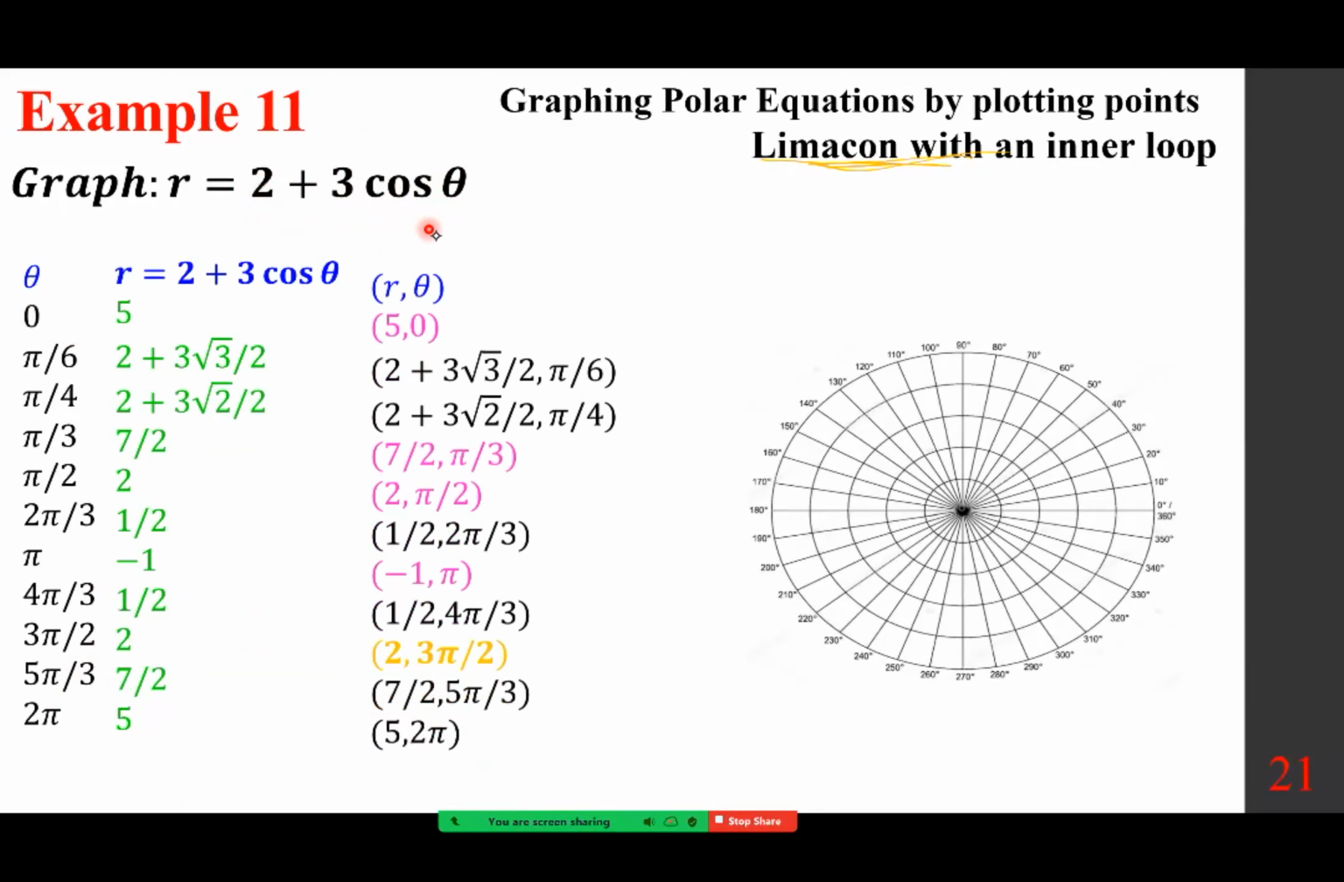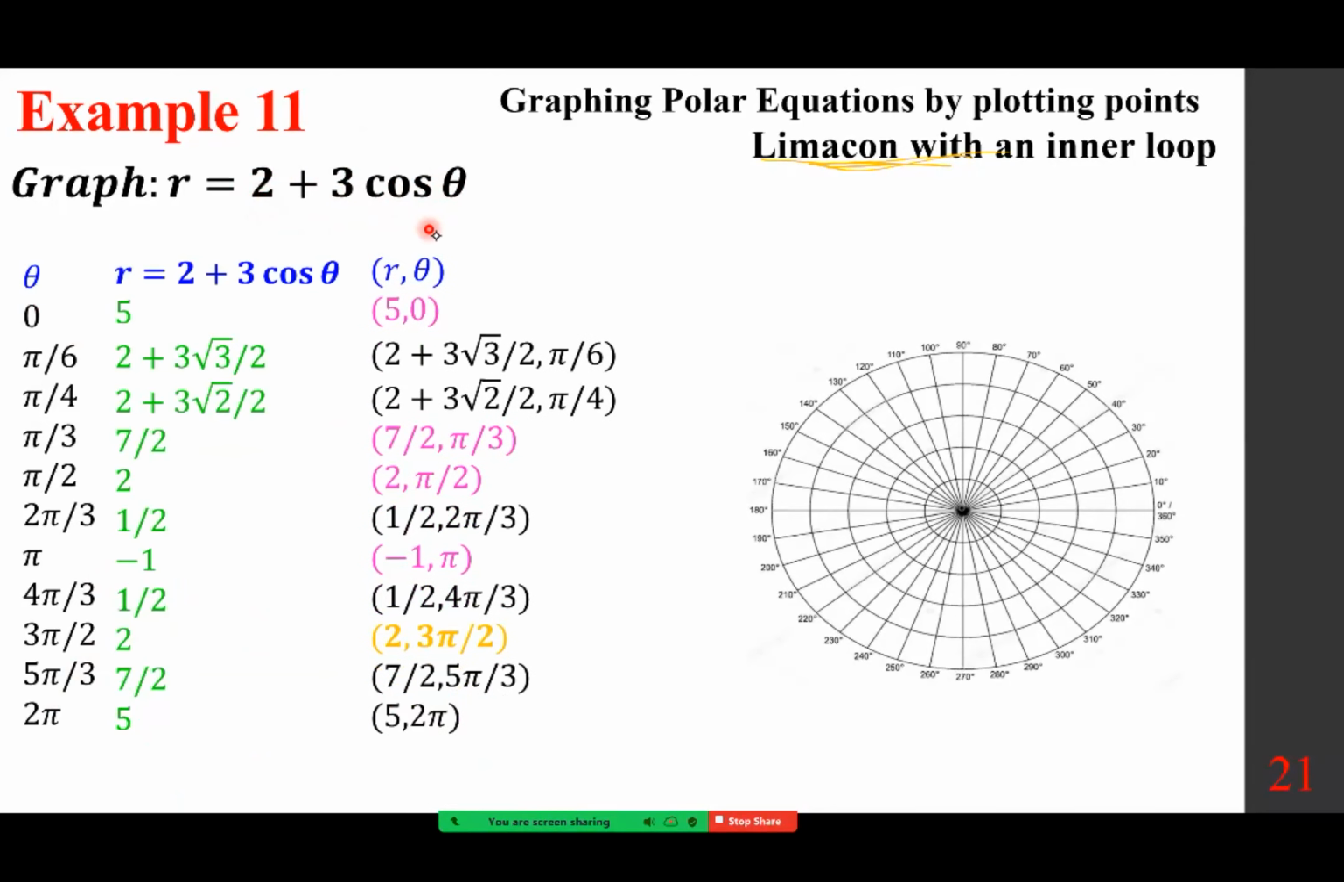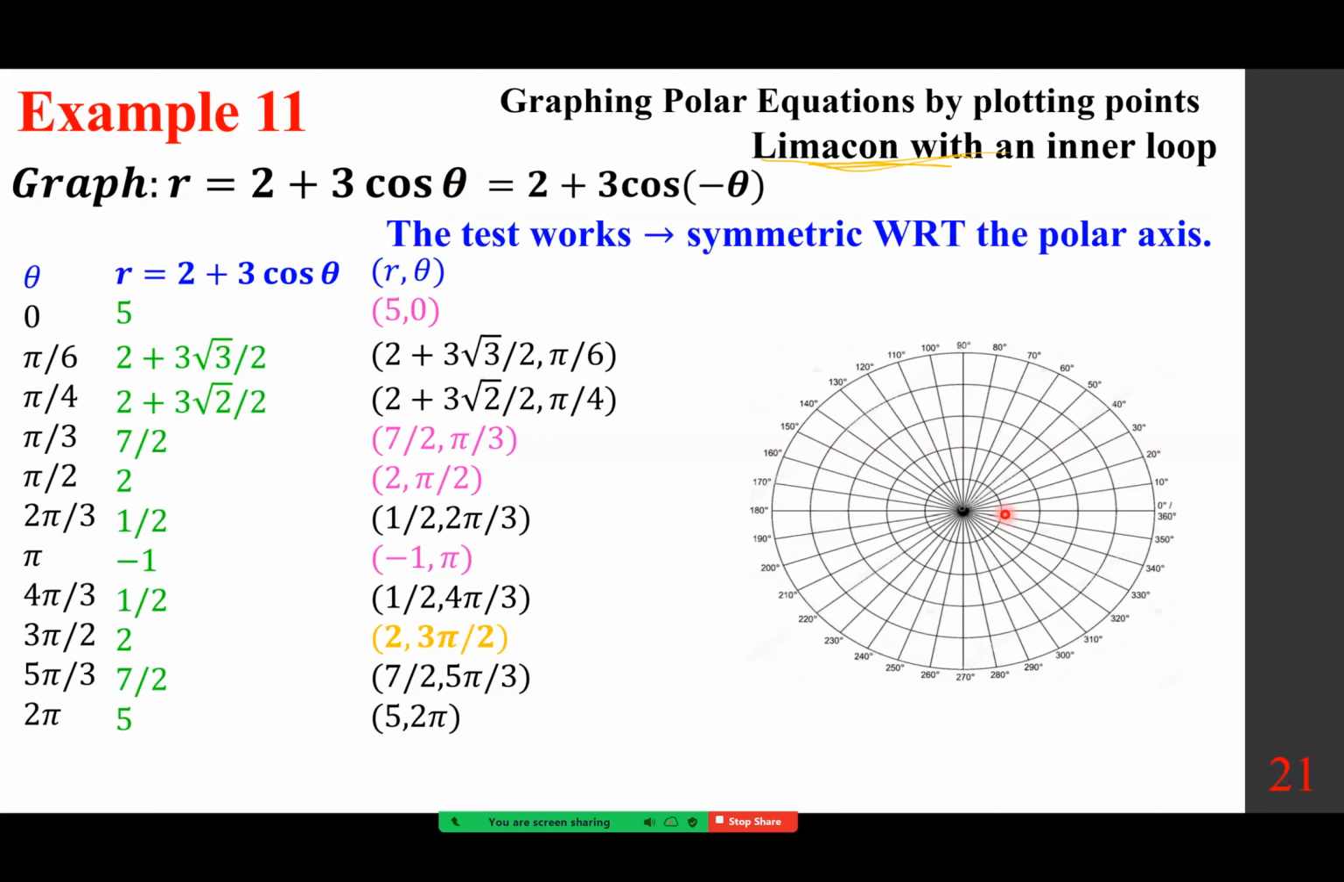And you can see the pairs. Again, class, these are the pairs we are going to use. And the moment we see cosine, if we replace theta with minus theta, it works. So clearly it is symmetric with respect to the x-axis or the polar axis. I say x-axis, I want to remind you that polar axis in essence is the same as that.